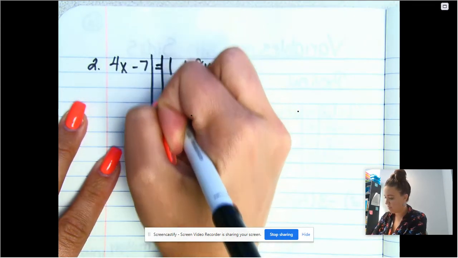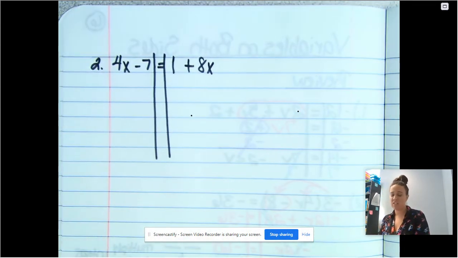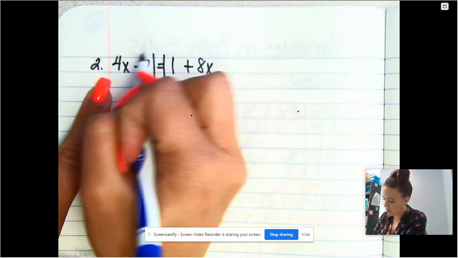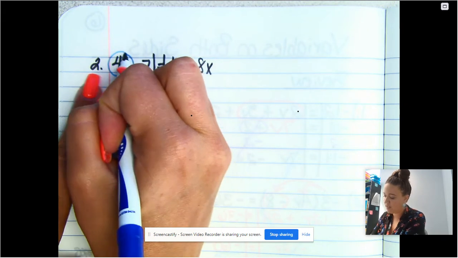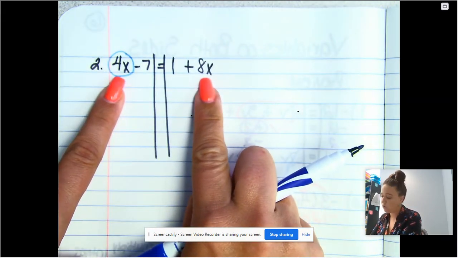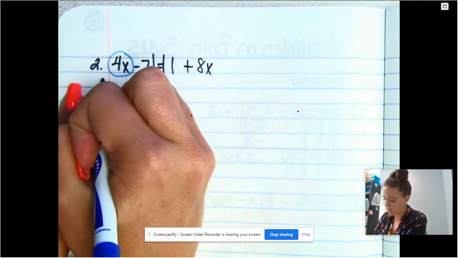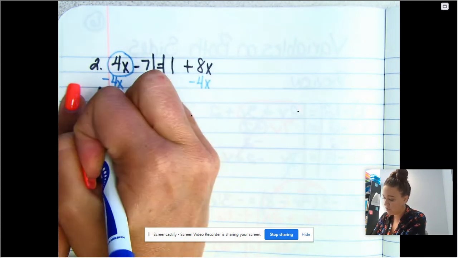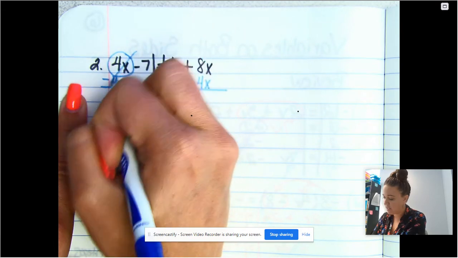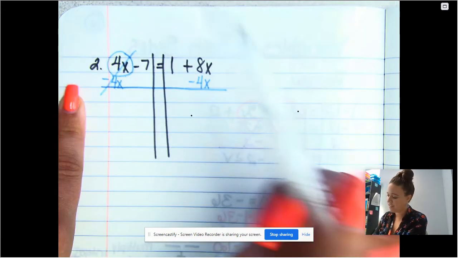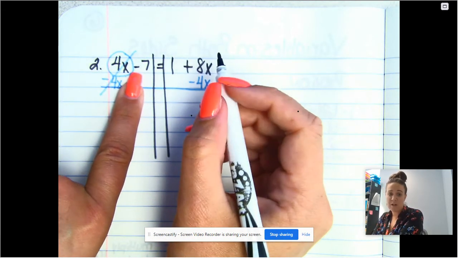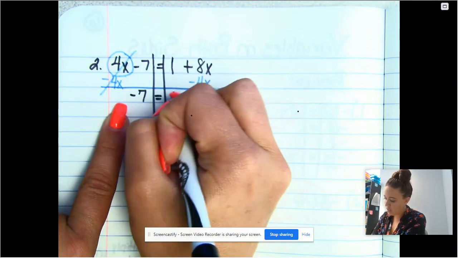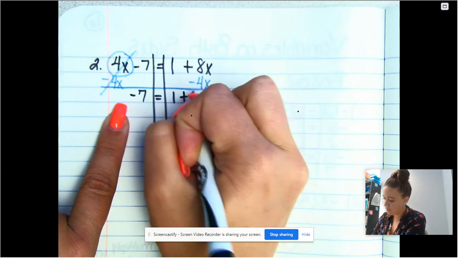Okay, I like to draw the river around the equal sign. So there are a couple of ways to solve this problem. I'm going to start off by moving my 4x over. Again, I'm just choosing 4x because it's the smaller of the two coefficients, and the opposite of a positive 4x is a negative 4x. Again, if you chose a different term to move first, that is okay. You will get the same answer as me, as long as you did the correct inverse operations. Don't forget about your subtraction sign. Let's bring that down to a negative 7. 1 and 8 minus 4 is a positive 4x.